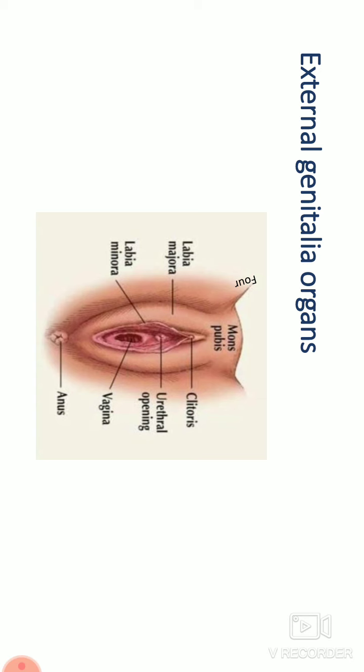Next come to the clitoris. So clitoris, you can see here at the topmost part, at the anterior part. It is a small cylindrical erectile body, measures about 2.5 cm, and it is situated in the most anterior part of the vulva. It consists of a glans, a body, and two crura. The clitoris is analogous to the penis in male.